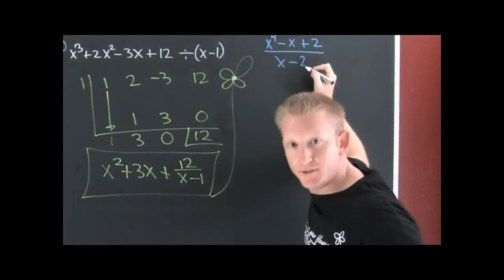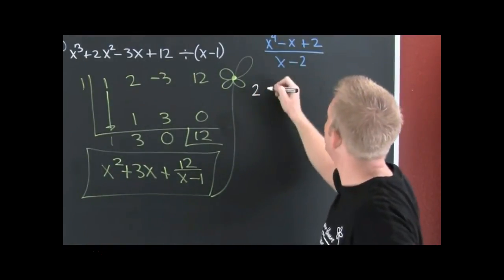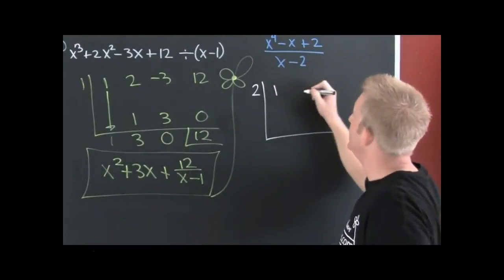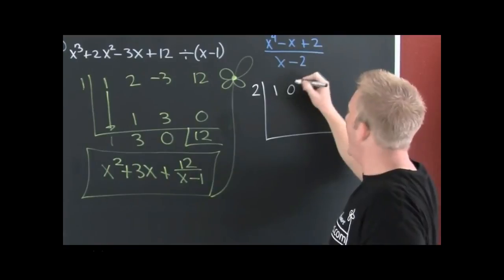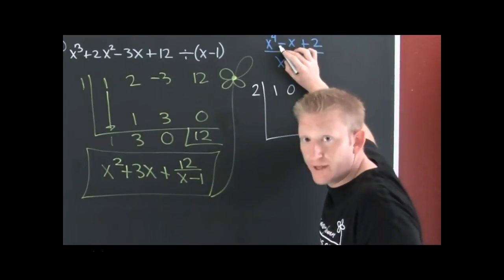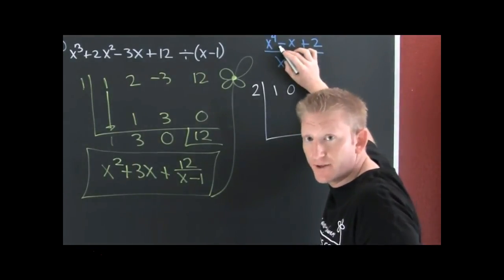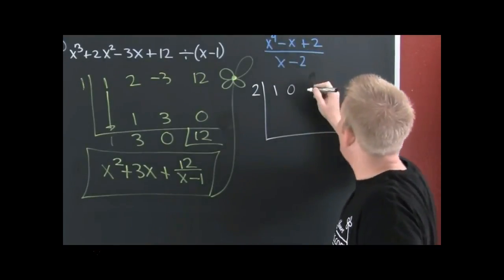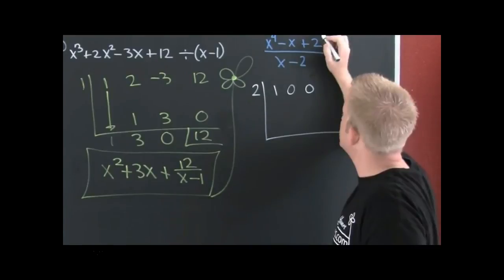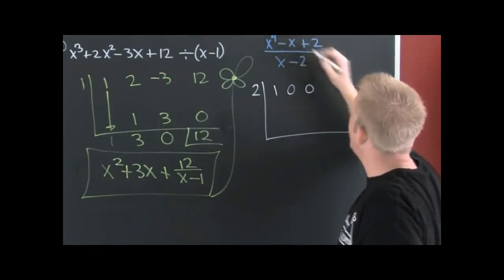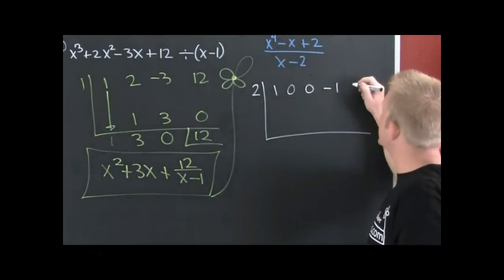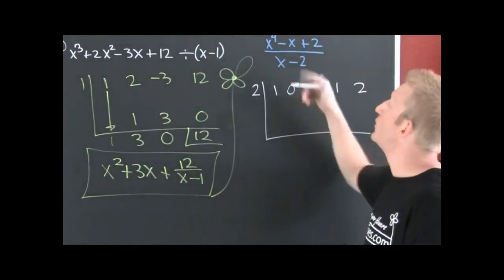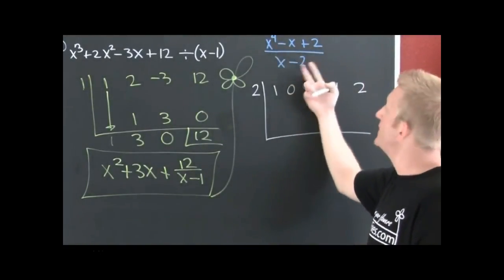What makes this denominator 0? 2. Yes. So I put a 2 on the outside. And I put the coefficients on the inside. I put a 1. Then I put 0, because I need a placeholder for my x to the third term. So 0x to the third plus 0x squared minus 1x plus 2. Okay. Oh, I need placeholders.